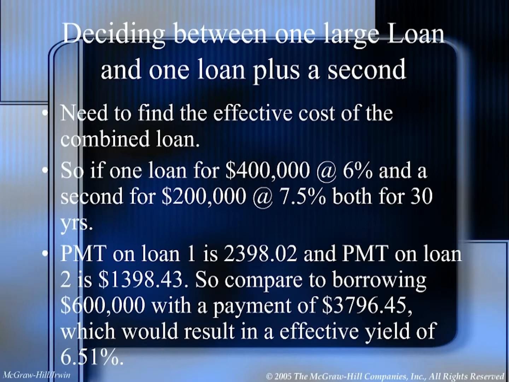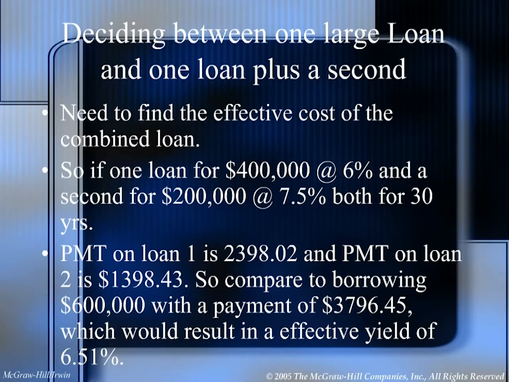So if we crank this out, we get the payment on the first loan, $2,398.02. That's the $400,000 at 6%. Then the payment on loan 2, $200,000 at 7.5%. Again, both loans for 30 years, fully amortizing, and we get a payment of $1,398.43. So we'd have to say, okay, now what would this combined loan be? In effect, we're borrowing $600,000 with a payment adding together the $2,398 and the $1,398. So we'd have a payment of $3,796.45.